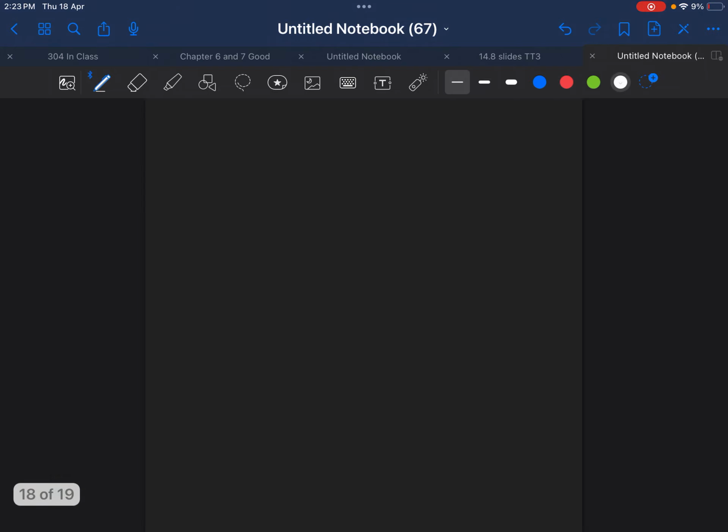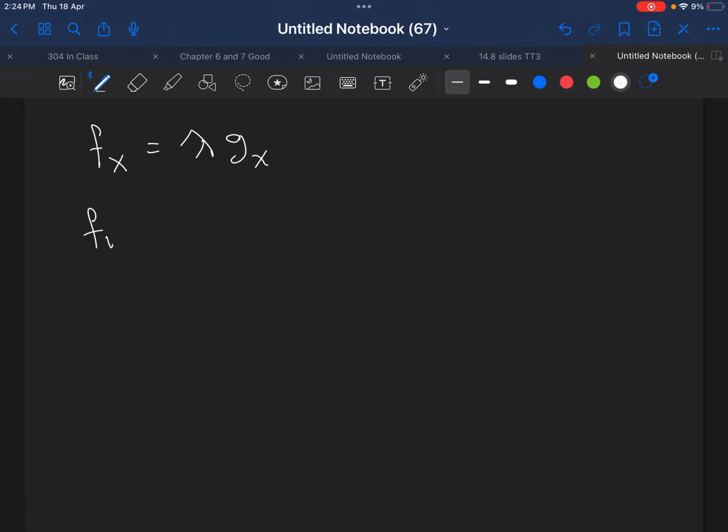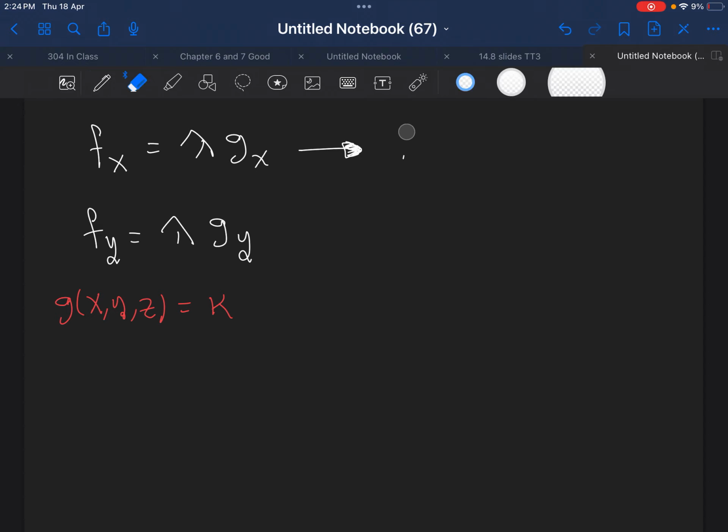Now, to use Lagrange multiplier, remember we have to do three equations. First of all, fx equals lambda gx, fy equals lambda gy, and finally g of x, y, z equals the number k, which should be the same. Let's start with fx. Now remember, the function f is xyz. If we take the derivative with respect to x, we get only yz.